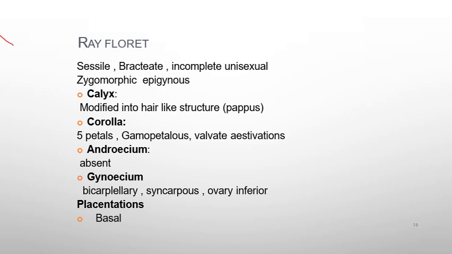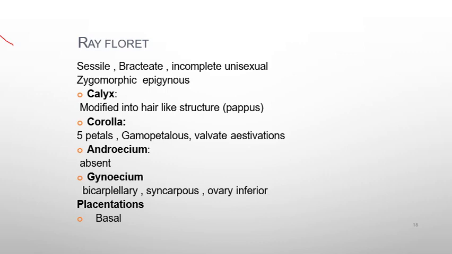The ovary is inferior, due to which it is epigynous. As far as the calyx is concerned, here the sepals are modified into a hair-like structure that is called pappus. So you can see that the calyx is absent, but in place of the calyx, a pappus is present, that is a modified form of sepals.